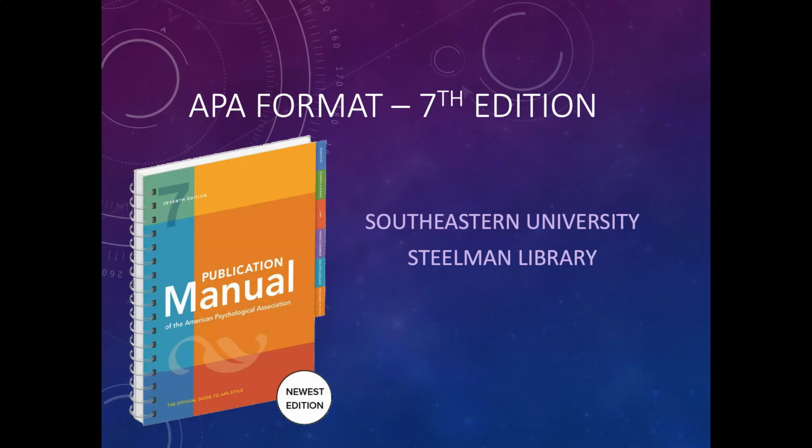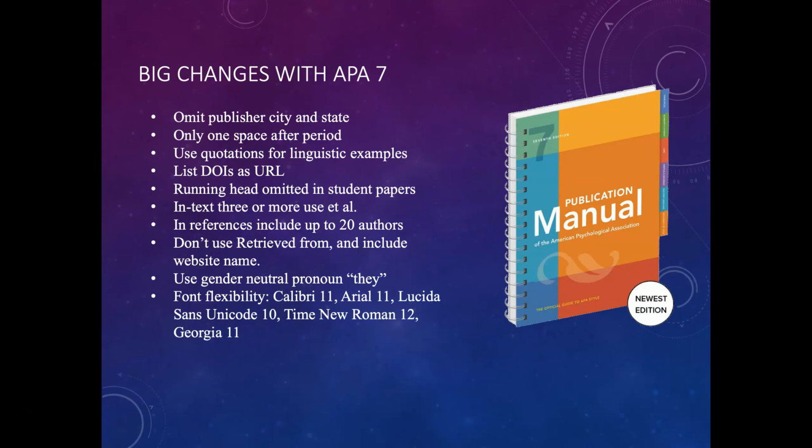Greetings. In this brief APA tutorial, I would like to go over APA 7, APA's newest citation manual style. There are a lot of big changes with APA 7, starting with omitting the publisher, city, and state. You only list the publisher by name. There's only one space after a period, and DOIs are now listed as URLs. DOIs and URLs also need to display as an underlined link in the references section.